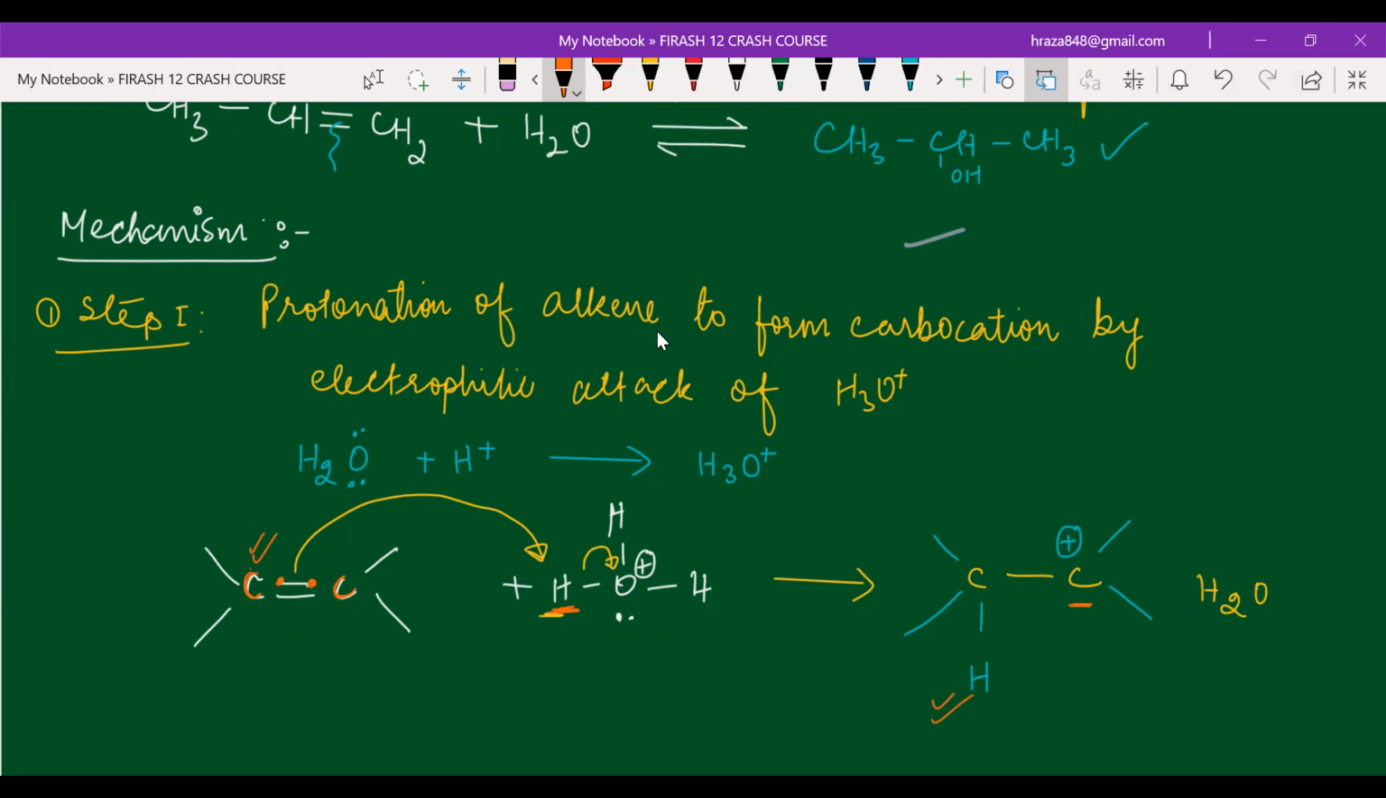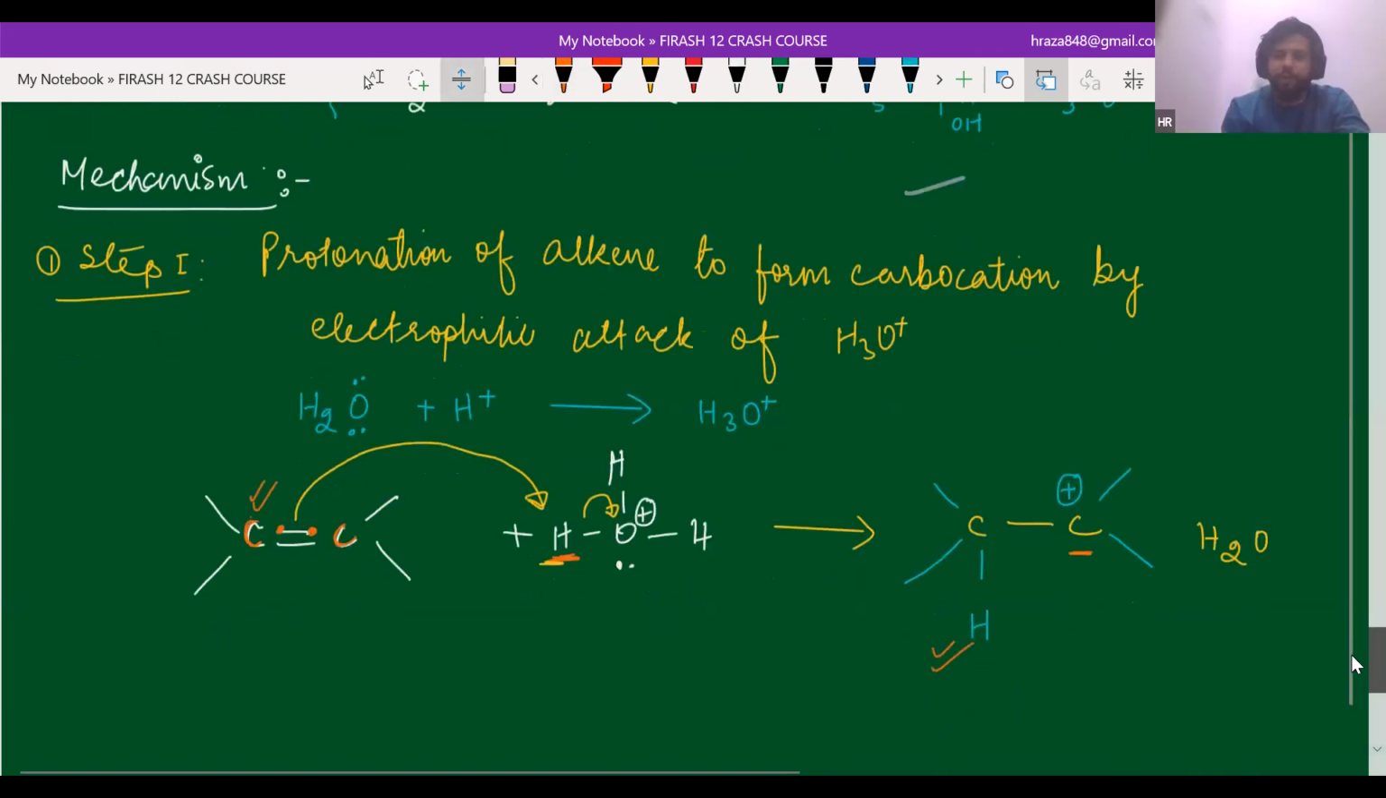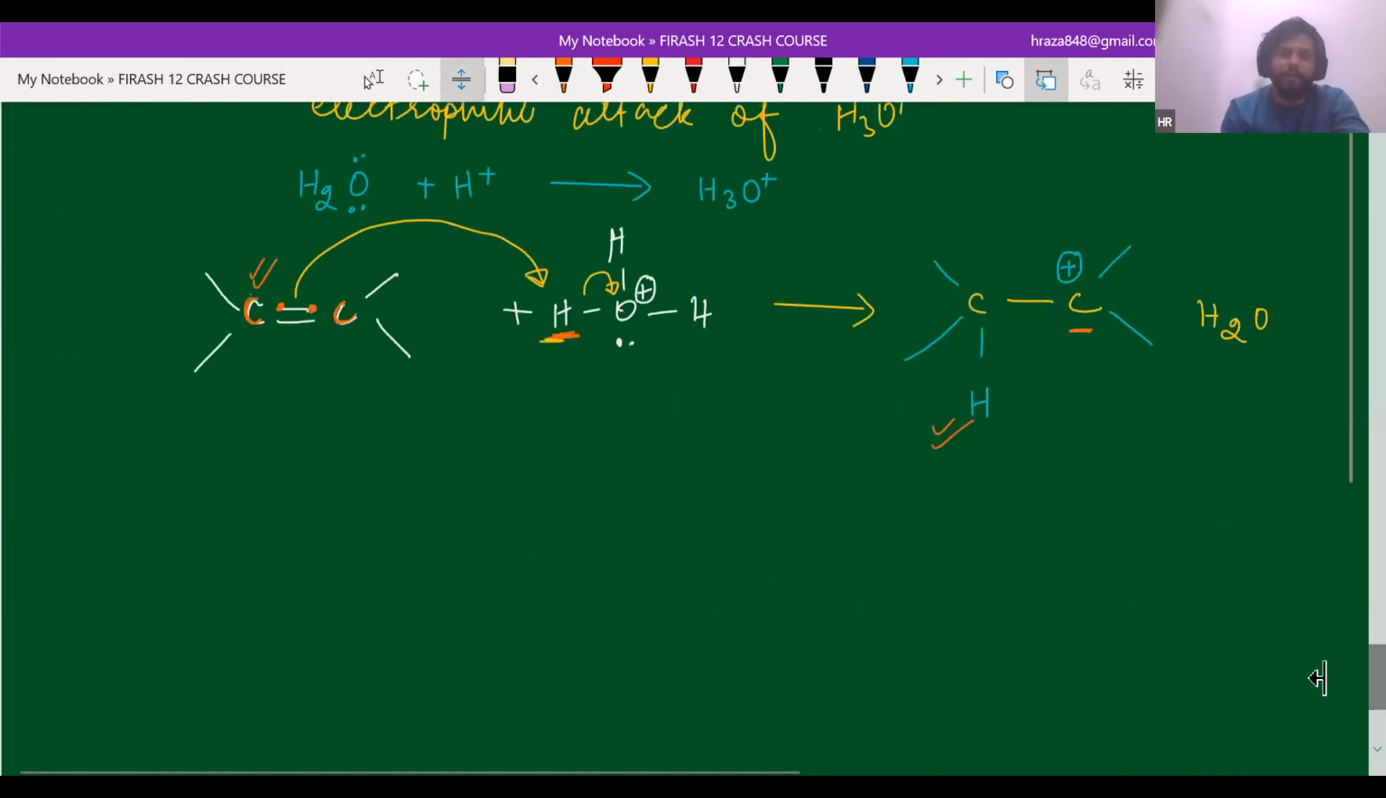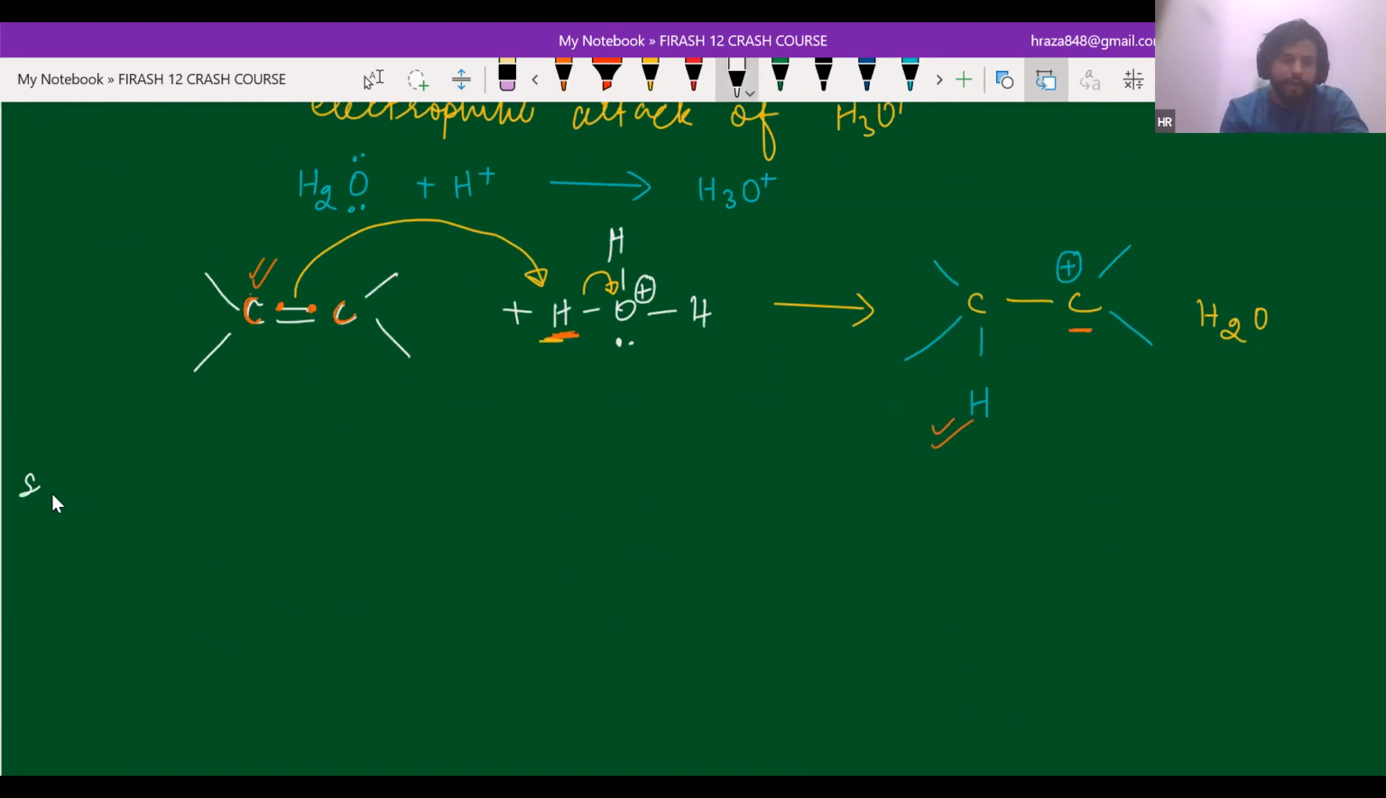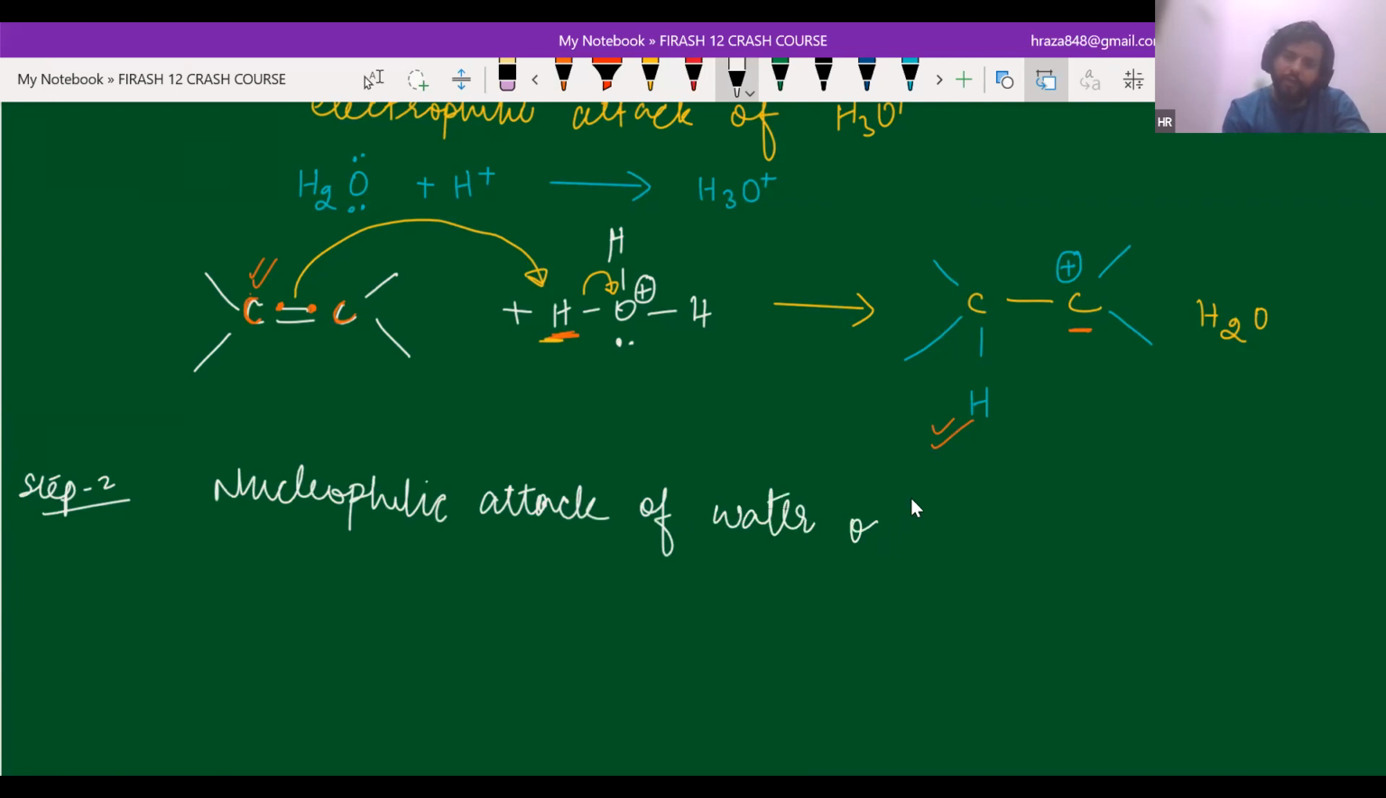Yes. So in the first step, you are going to make a carbocation by electrophilic attack of H3O positive. In step 2, nucleophilic attack of water will take place, nucleophilic attack of water on carbocation. Carbocation, that means positive charge on carbon. That means basically this carbon will have deficiency of electron.